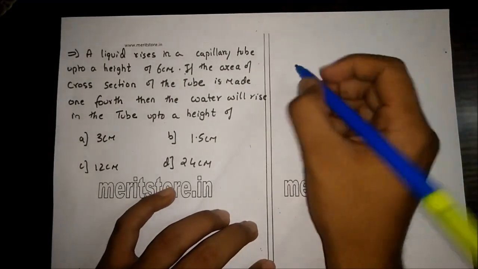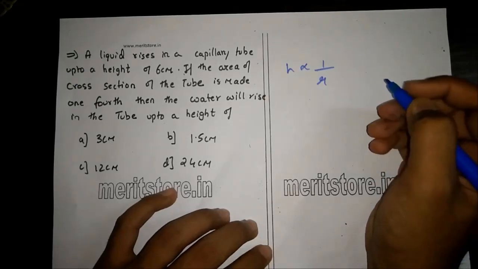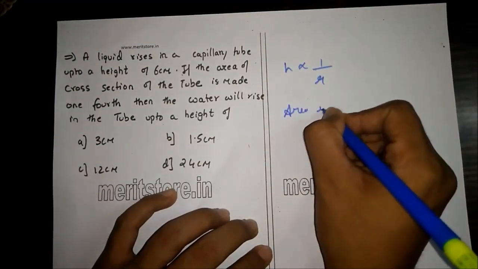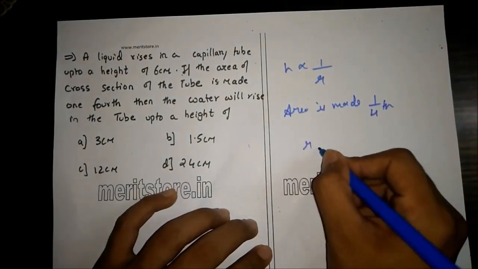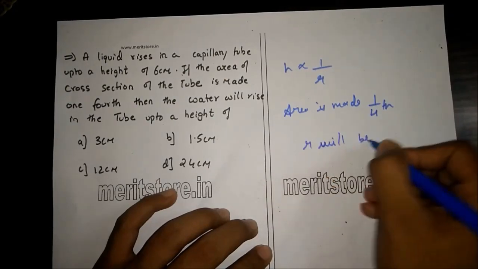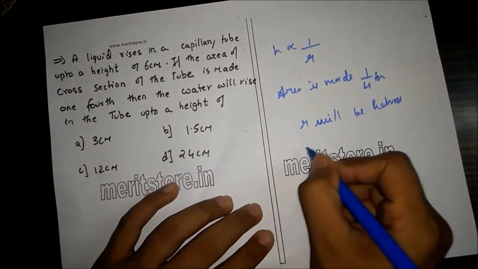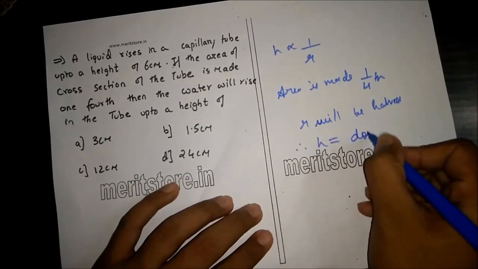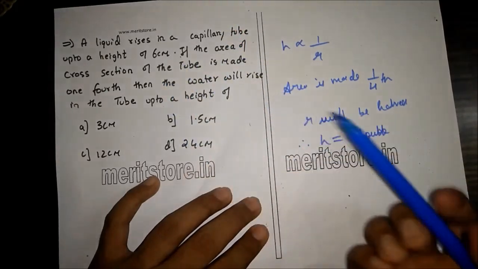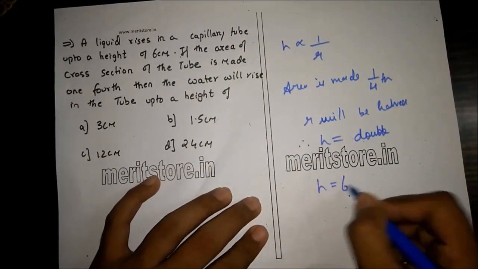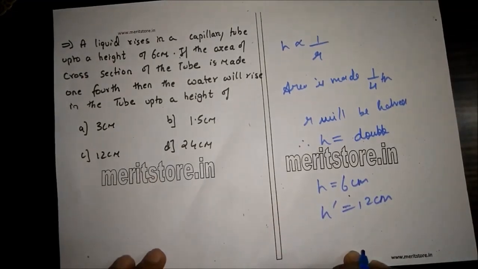Now, we know that H is proportional to 1 by R. Therefore, the area is made 1 upon 4th. Hence, R will be halved. R will be halved since H is inversely proportional to R. Therefore, H will be doubled when the area of the cross section of the tube is made 1/4. Since the original H was 6 centimeter, the new H will become 12 centimeter. Therefore, the correct answer is option C.